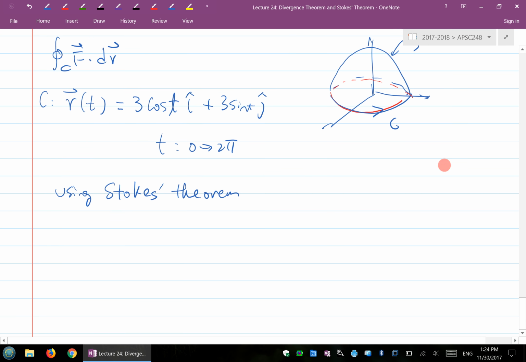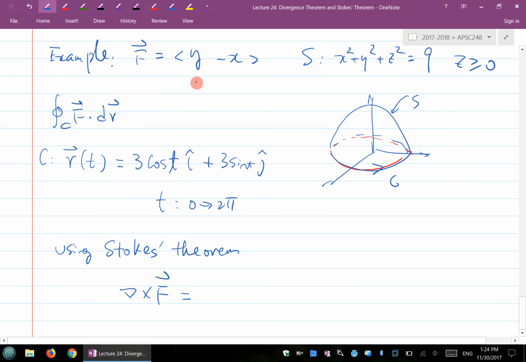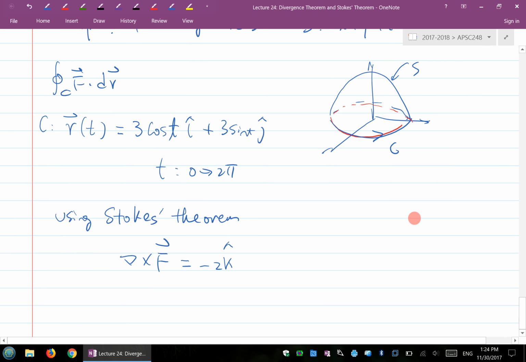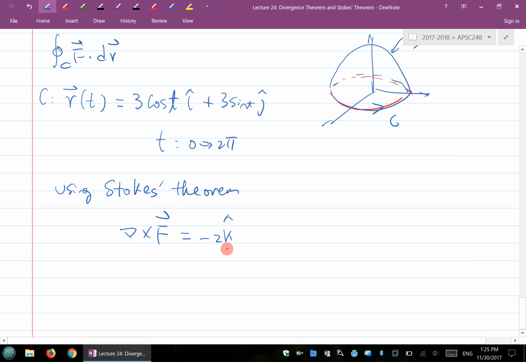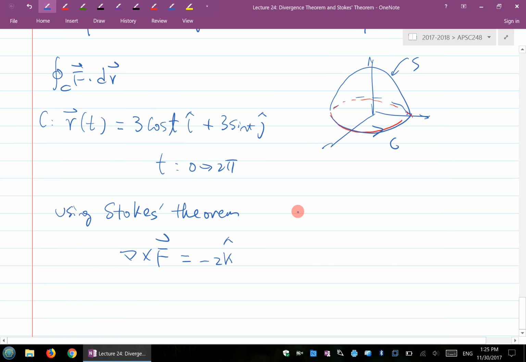Stokes theorem says you need to calculate del cross F first. So let's calculate del cross F. Your F is over here, so this is just calculating the curl of that vector function, which is negative 2 k hat. Basically it's the determinant of a 3 by 3 matrix. So you get del cross F is negative 2 k hat. Let me write down Stokes theorem again.